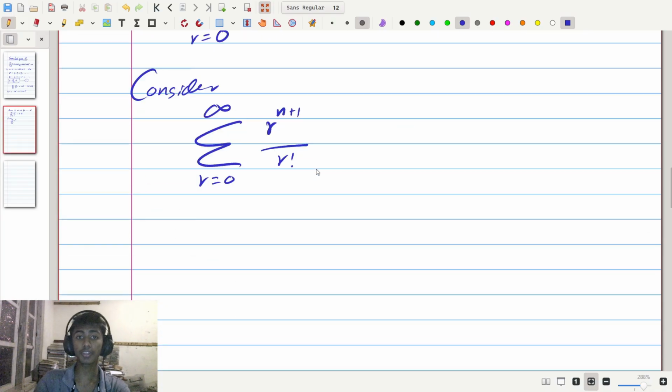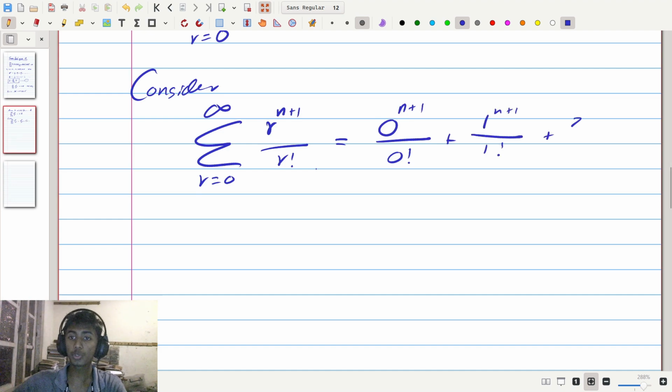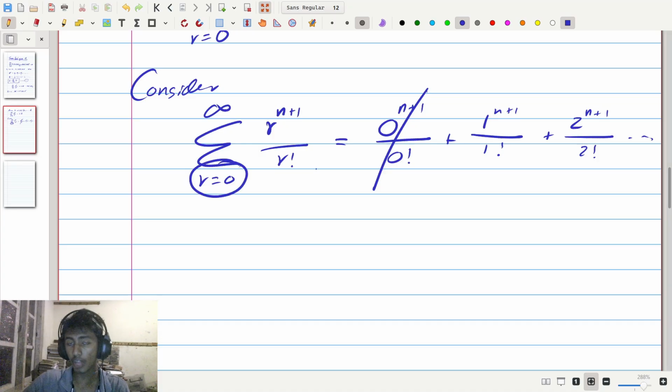Now considering this thing, first off, if we just write out a bunch of the terms, the first term here is going to be 0 to the power of n plus 1 divided by 0 factorial. The next term is going to be 1 to the power of n plus 1 divided by 1 factorial. The next one is going to be 2 to the power of n plus 1 divided by 2 factorial and so on. Now we can see the very first term is 0 to the power of n plus 1 divided by 0 factorial, which is going to be 0. And due to that, we do not even need to consider the r equals 0 term, because considering the r equals 0 term and not considering the r equals 0 term are the same. We might as well just start the sum from r equals 1 and go upward.